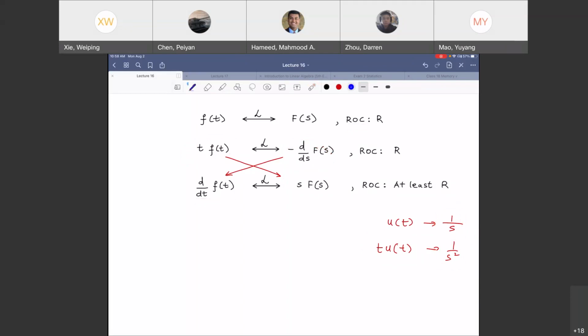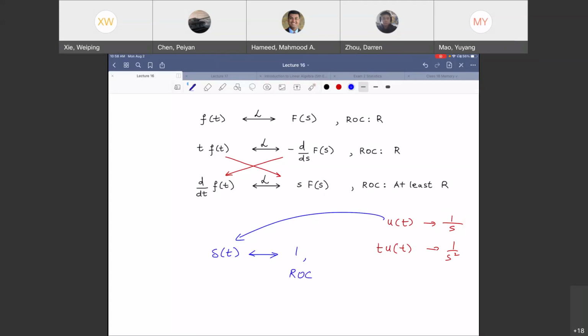So let me just differentiate this in the time domain. When you differentiate u of t, what do you get? An impulse in the time domain. What is the Laplace transform of this? Just 1, right? We just multiplied F of s by s. 1 over s times s, you get a 1. What about the region of convergence?